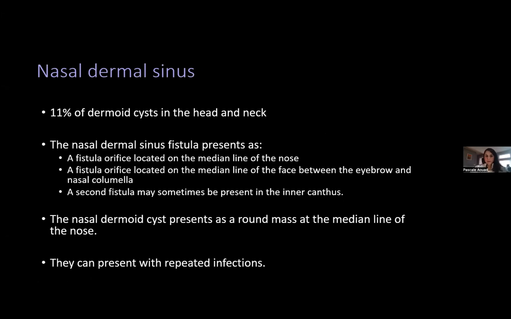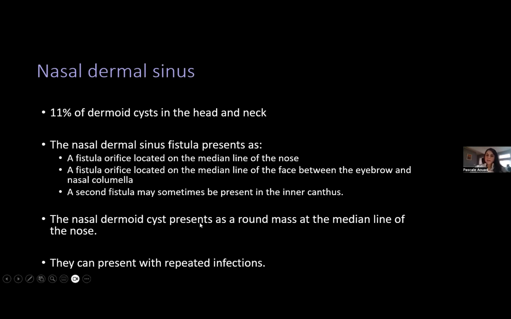So nasal dermal sinus forms about 11% of the head and neck dermoid cysts. The fistula can present as a fistula orifice located in the median line of the nose or median line of the face between the eyebrows and nasal columella. A second fistula sometimes can be seen in the region of the inner canthus, so we have to explore the region of the orbit as well.